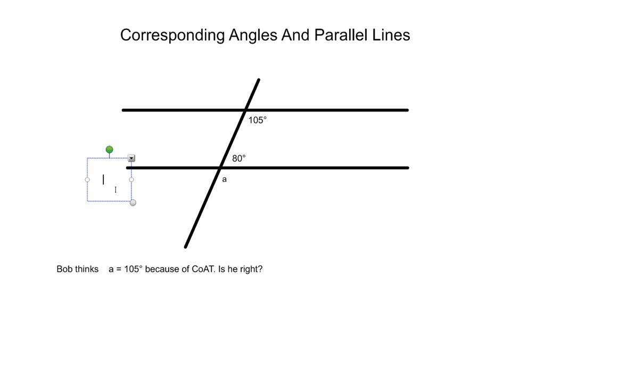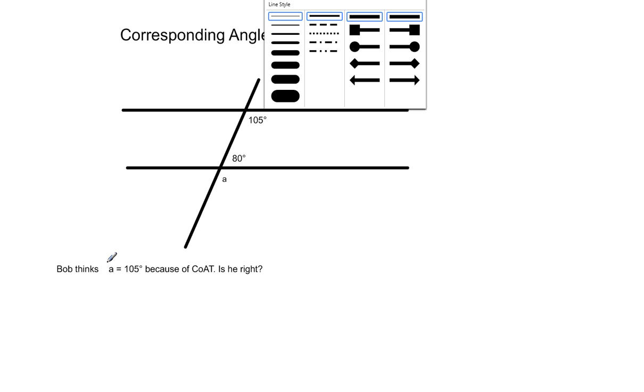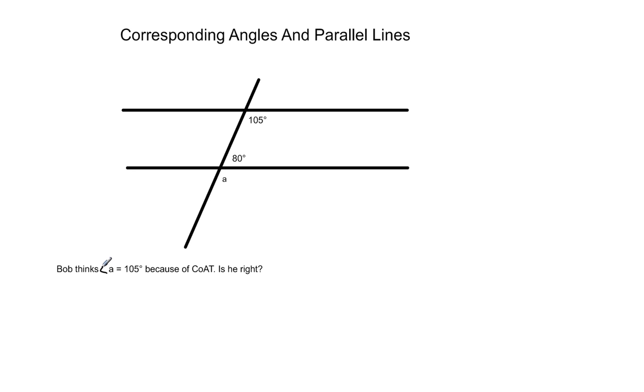Bob thinks that angle A right here, I was going to draw in that angle symbol, angle A is equal to 105 degrees. Is he right? That's something you're going to have to take a look at and decide. Take a look at this diagram here. What do we know about it? What don't we know about it? Pause this, think about it, write a quick answer, and then I'll walk you through it. Okay?